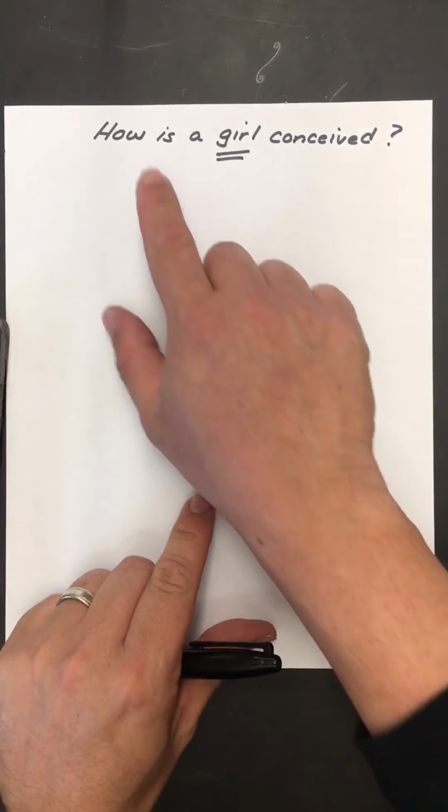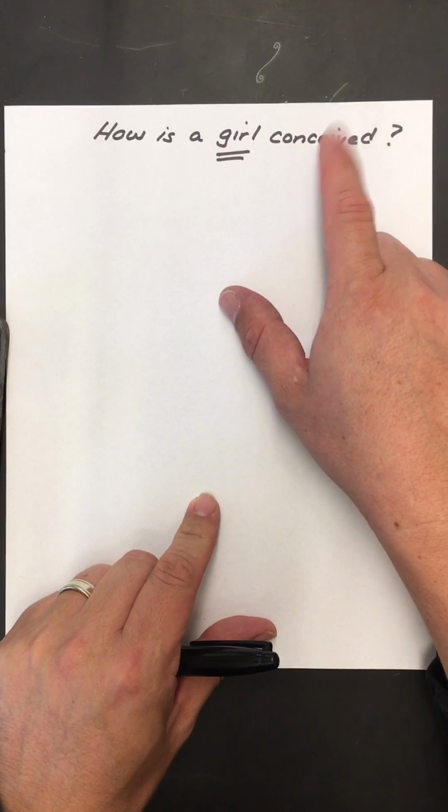Welcome back, guys. Today we're going to talk about how a girl is conceived. So we're going to use some of our topics that we touched on the last video regarding mitosis and meiosis and haploid and diploid cells, and we're going to use that information to talk about how a girl is conceived.